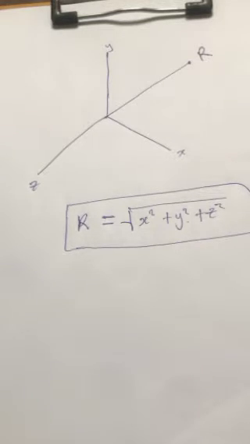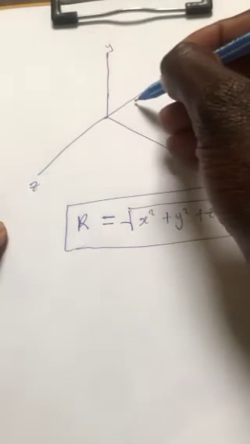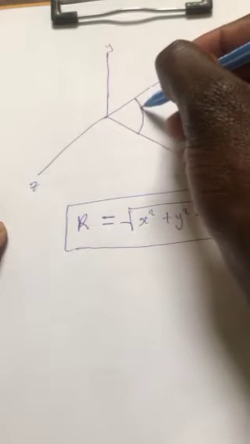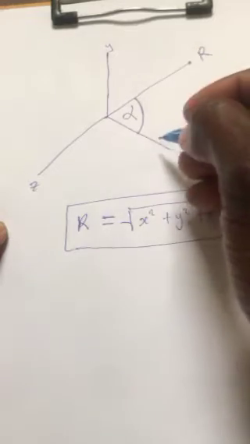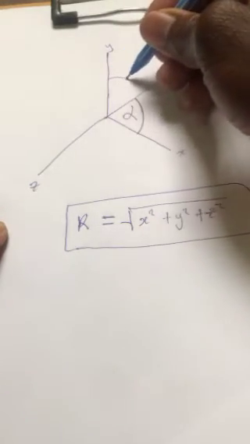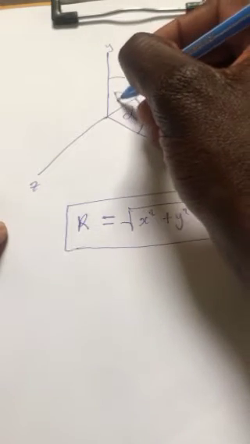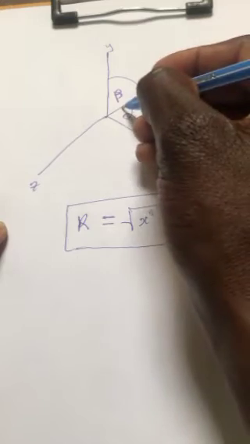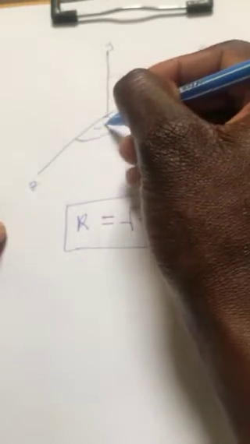So if it comes to finding the angle, how do we find the angle? You're going to understand that the angle between the resultant and the x component, or rather the x-axis, is labeled as alpha. The angle between y and the resultant, we call it beta. Then the angle between the resultant and the z-axis, we call this one gamma.